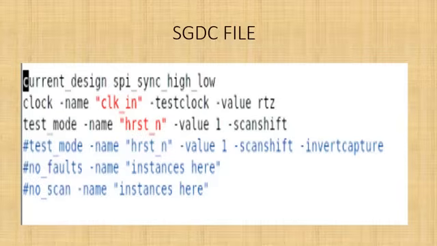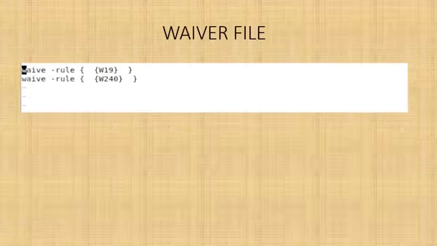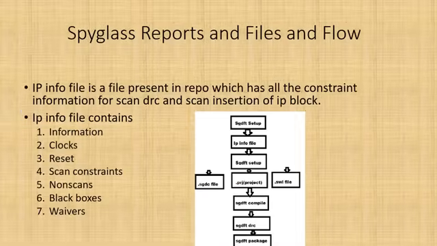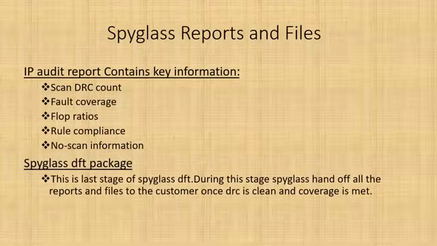Because it should exist only during shift, and you are able to get more coverage during capture, you are declaring it as a constraint for shift mode only. Now to waive any sort of violations, you can use a command like waive minus rule, and whatever violations you want to waive, you can add over here. The inputs for SPYGLASS are the SGDC file, that is the SPYGLASS design constraint file, and the waiver file, that is the SWL file. Then you compile, report the DRC and fix it.